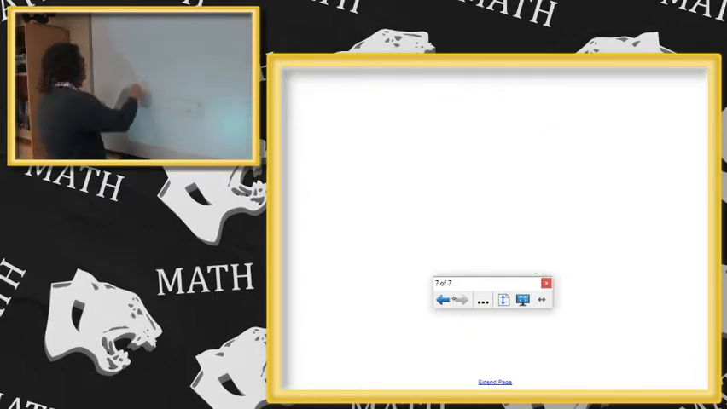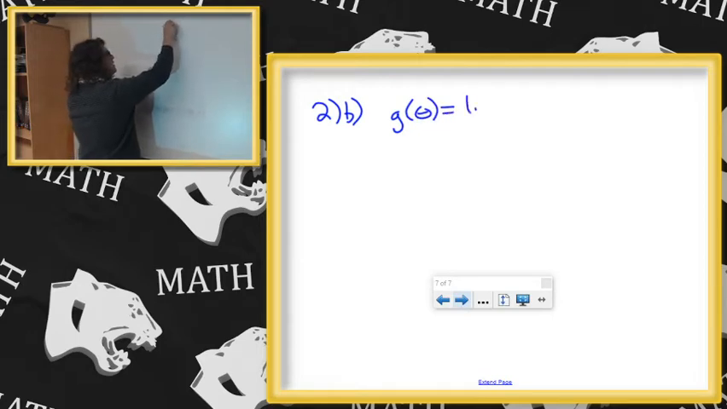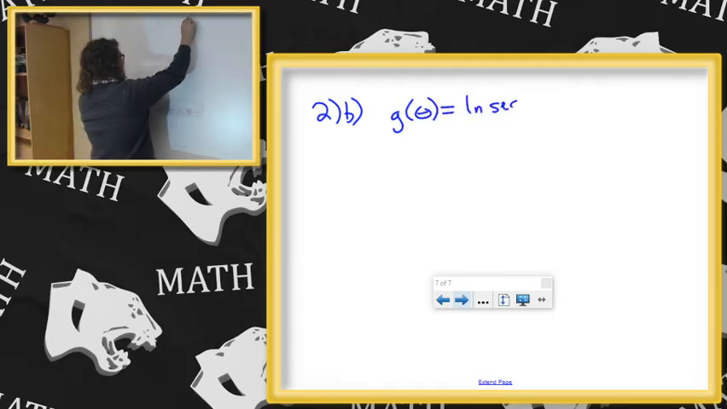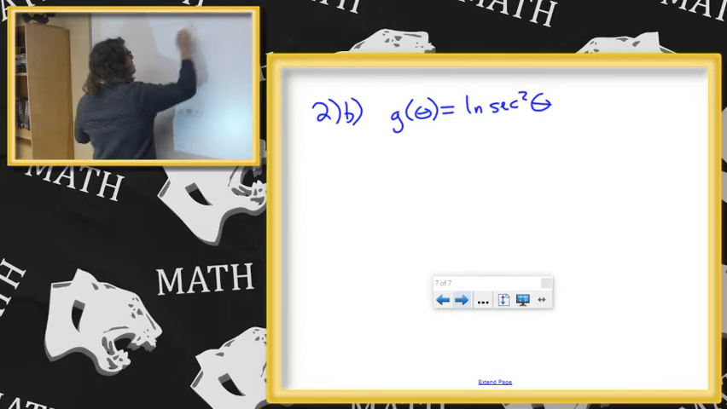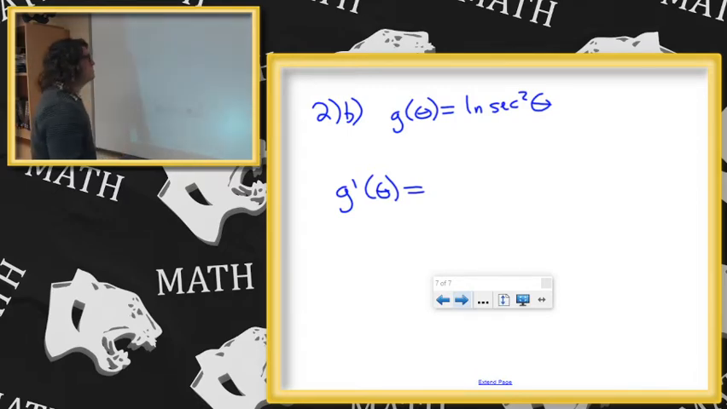Next up, we get 2b. So this one is written in terms of theta. It doesn't really matter, but g of theta is ln of secant squared of theta. All right, so let me give myself a little more room. G prime of theta is equal to, so natural logarithm again.